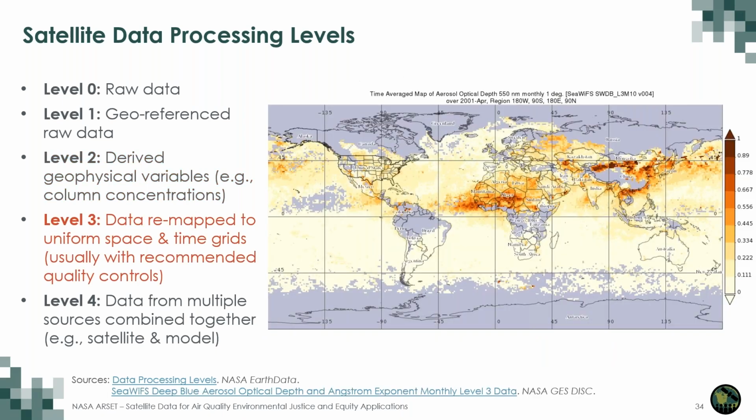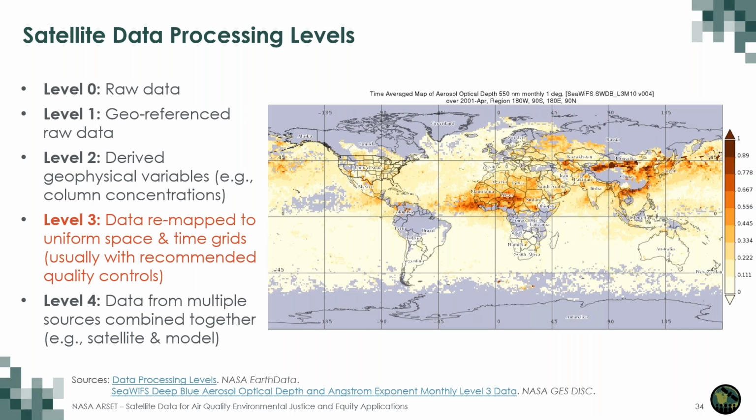To make the data easier to work with, we often also create level 3 datasets. These take the level 2 data and regrid them onto a uniform grid in space and time. For example, a latitude-longitude grid over the Earth's surface, with all data collected over a full day being aggregated together to produce one map, as shown here. As a part of this process, we also typically do some quality control, screening out pixels where there was too much cloud cover or where the retrieval algorithm performed poorly for some other reason, in order to get the best possible data quality for the product.